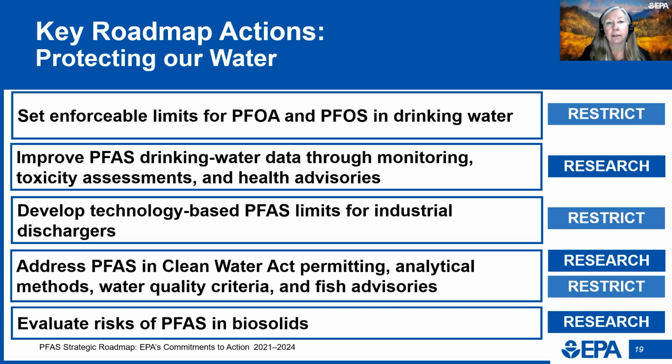Under the Clean Water Act, EPA is working to develop national technology-based discharge limits for industries that use PFAS through our Effluent Limitation Guidelines program. In January of this year, we released our final Effluent Limitation Guidelines Plan 15, which outlines key steps towards addressing PFAS discharges across a range of industrial categories.